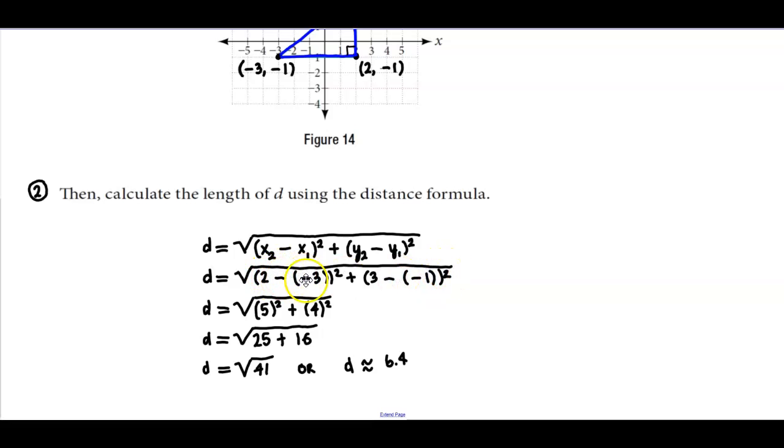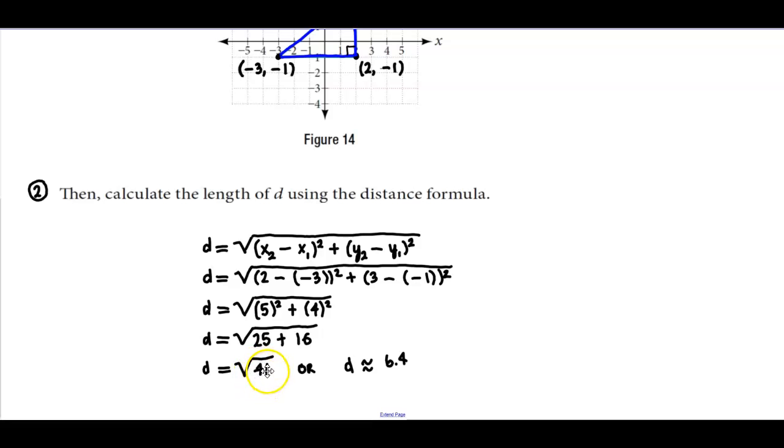Well, this becomes 2 plus 3, which is 5. This becomes 3 plus 1, which is 4. Now, when we square the 5, we get 25. When we square the 4, we get 16. So when we add 25 plus 16, we get the square root of 41.